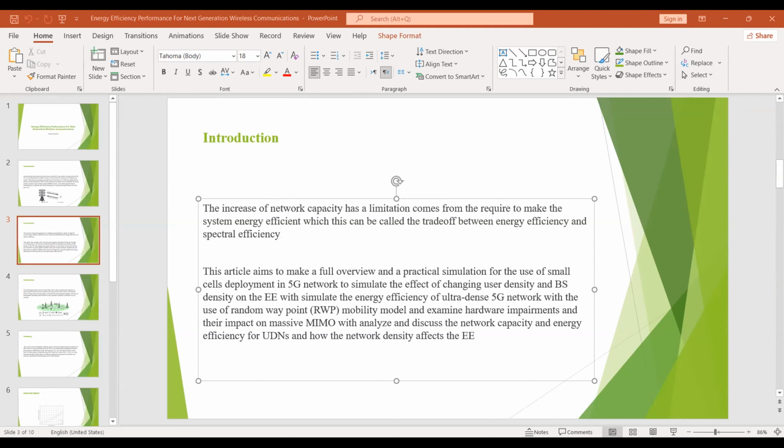Another thing is the challenges. And before the challenges, we need to talk about the aim or the goal of this paper. The aim of this paper is to make a full overview and practical simulation using small cells as massive MIMO, multiple input, multiple output antenna deployment in the network for 5G as a simulation. And we talk about the effect of changing user density and base station density on the energy efficiency in this scenario.